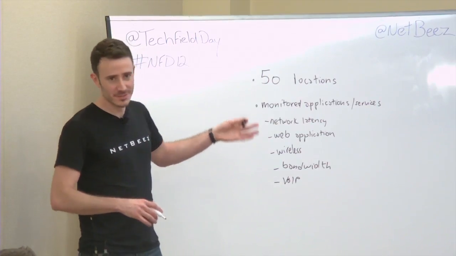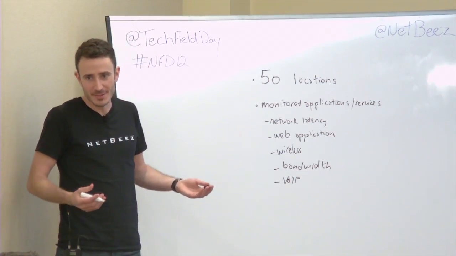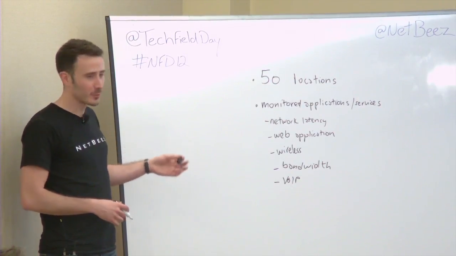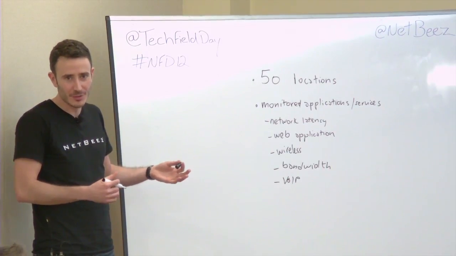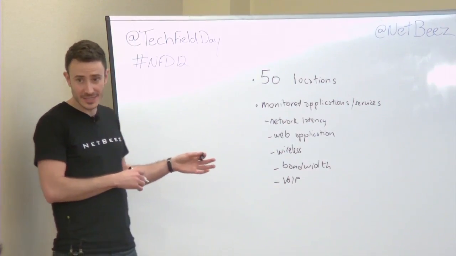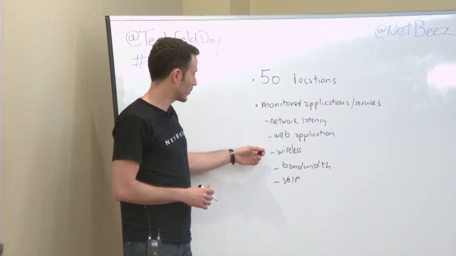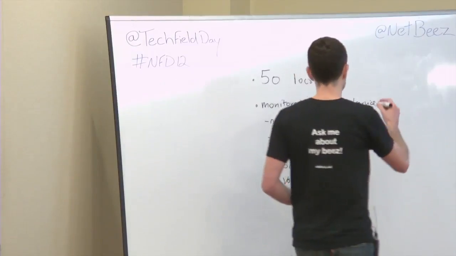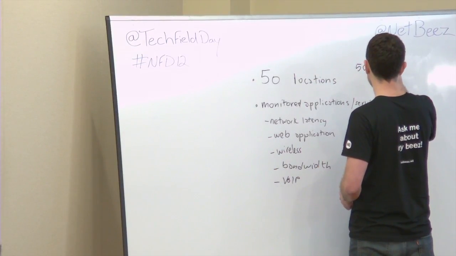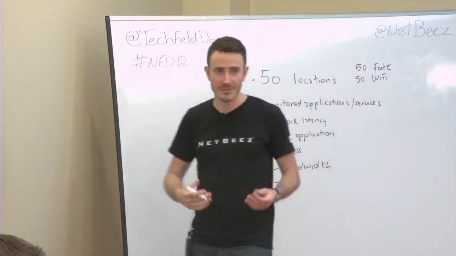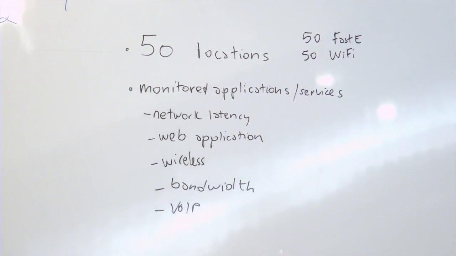So this is a typical scenario of how to use NetBeez. Very simple, nothing crazy. But the way we address this problem is very simple. First of all, you have an on-premise server or cloud, but oftentimes with so many agents, you prefer having everything in your data center. And since you're monitoring also the wireless, you would have 100 agents. So basically 50 Fast Ethernet and 50 Wi-Fi, right? So you'll end up having at each office one wired and one wireless agent.